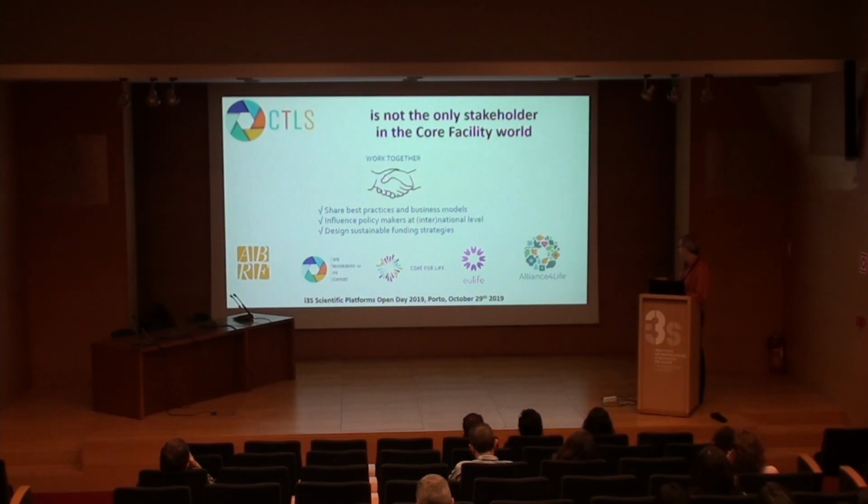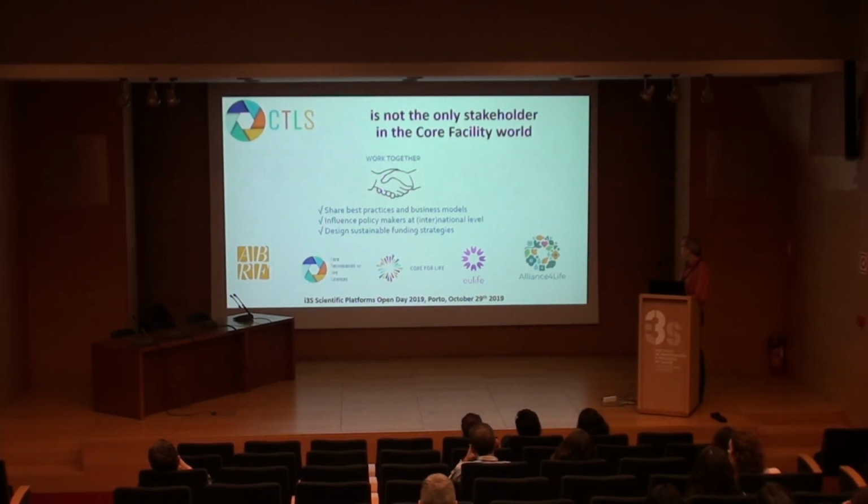EU Life is another type of alliance, bringing together other research infrastructures and research institutions. There is another one called Alliance for Life, which is based in Eastern Europe and tries to bring together institutions from many countries of Eastern Europe. And on the other side of the Atlantic, as I already mentioned before, there is ABRF, which is basically the equivalent of CTLS based in North America.